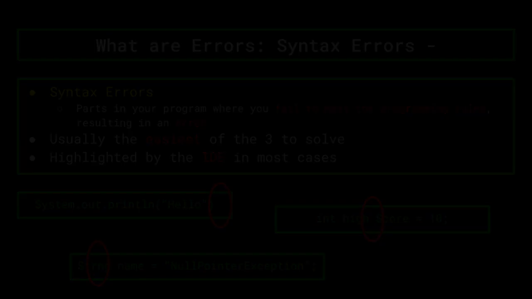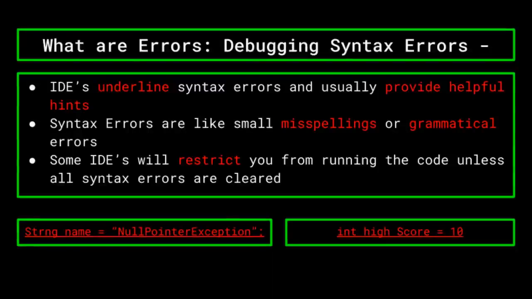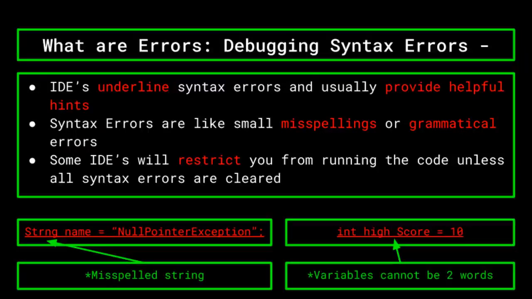Now, thinking back to IDEs, we mentioned that IDEs are so useful because they do precisely that. They underline the syntax errors and usually provide helpful hints as to how to fix them. Think of syntax errors as small misspellings or grammatical errors in an essay you're writing. Annoying, yes, but not the most infuriating things. Another useful thing about IDEs when it comes to syntax errors is that the program will actually restrict you from running the code unless all syntax errors are cleared, making them even easier to identify and fix.